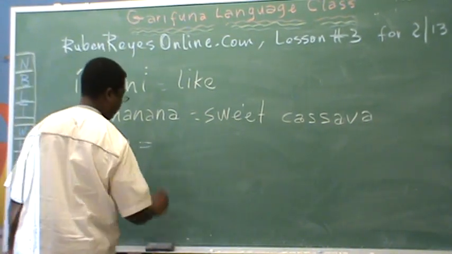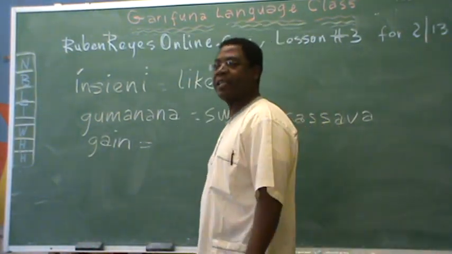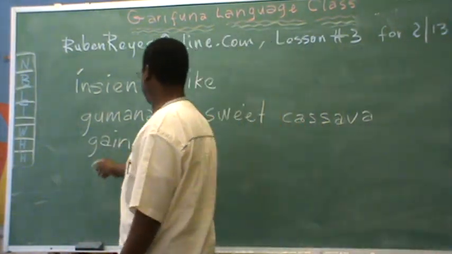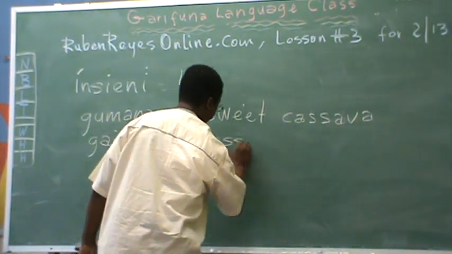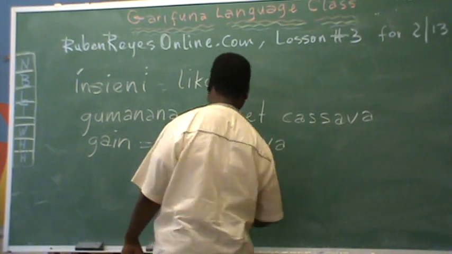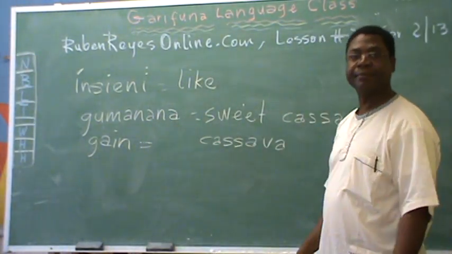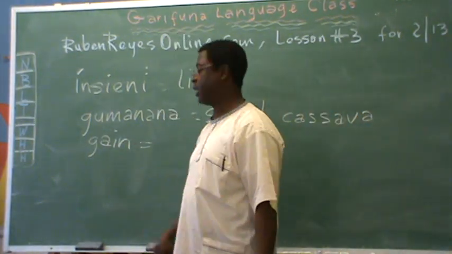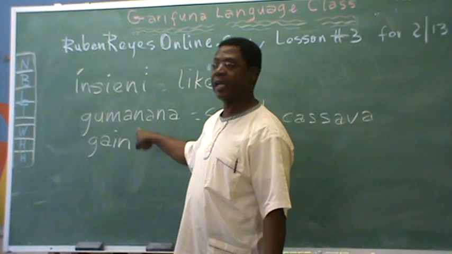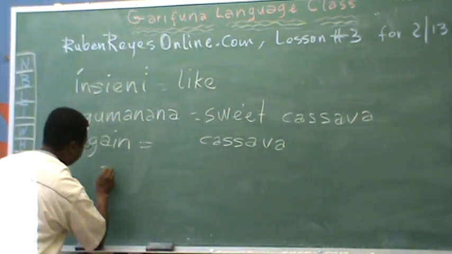I heard that, gine. Gine is the bitter cassava. They have different types of gine. All right. They have gumarana, they have sutara.